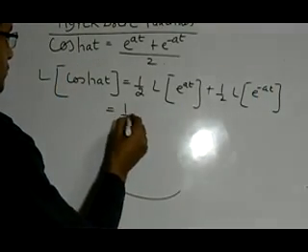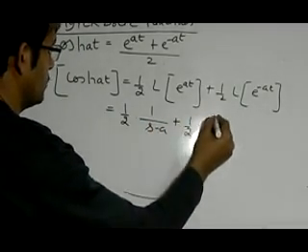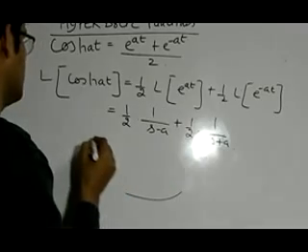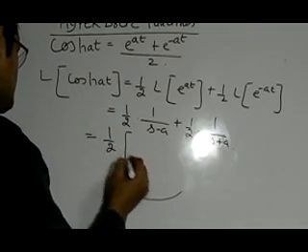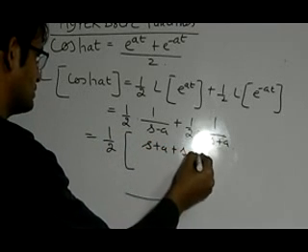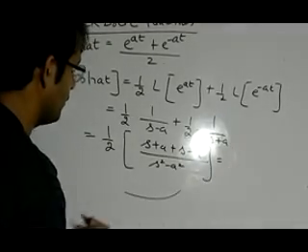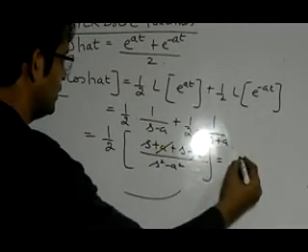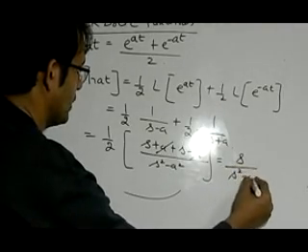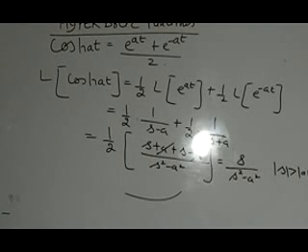Which is nothing but 1 by 2 into 1 upon s minus a plus 1 by 2 into 1 upon s plus a, which is nothing but 1 by 2 outside, and if we simplify it, it is simply s plus a plus s minus a upon s square minus a square. If we simplify it, this will get cancelled with this. It is simply s upon s square minus a square, provided mod s is bigger than mod a. This condition should hold, then only we can talk about the Laplace transformation of this cos hyperbolic at.